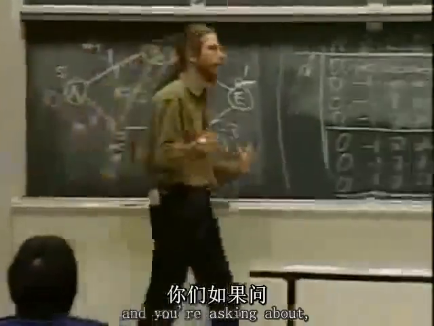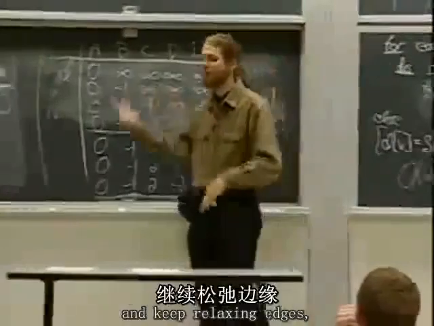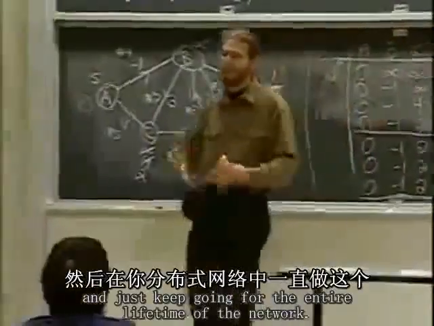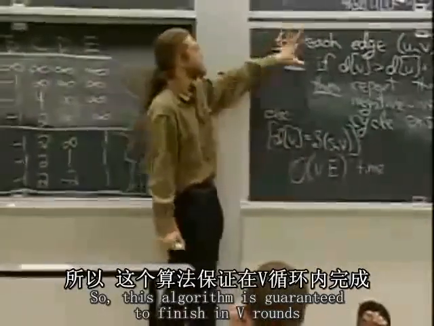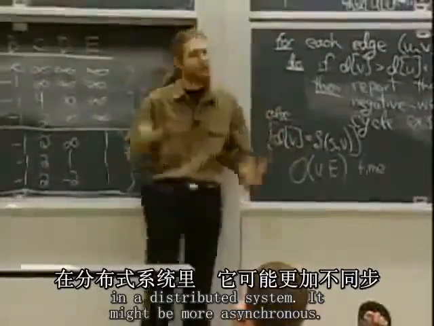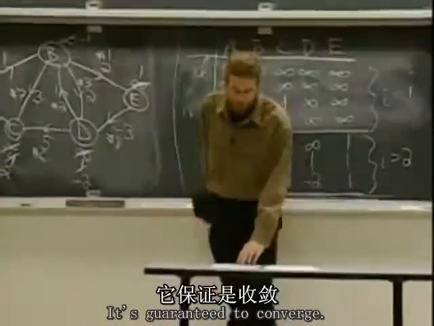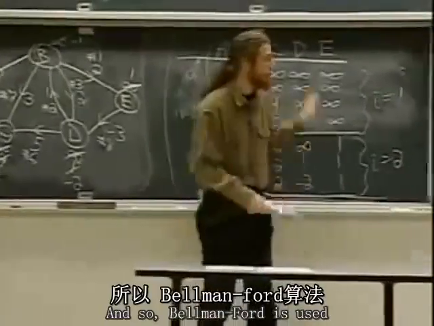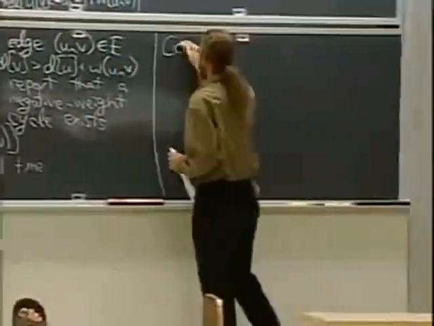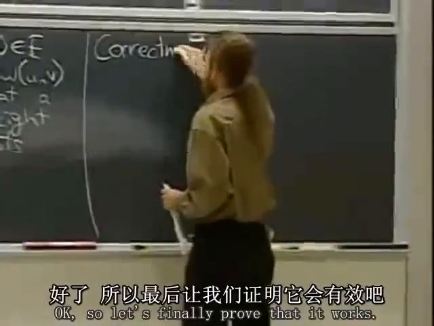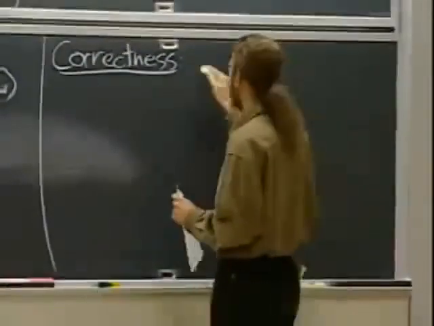And you're asking about, can we do a different order in each step? Well, yeah, you could just keep relaxing edges and keep going for the entire lifetime of the network. And eventually you will find shortest paths. So this algorithm is guaranteed to finish in V rounds. In a distributed system, it might be more asynchronous and a little harder to analyze, but it will still work eventually. It's guaranteed to converge. And so Bellman-Ford is used a lot in the internet for finding shortest paths. Okay, so let's finally prove that it works. It should only take a couple of boards.